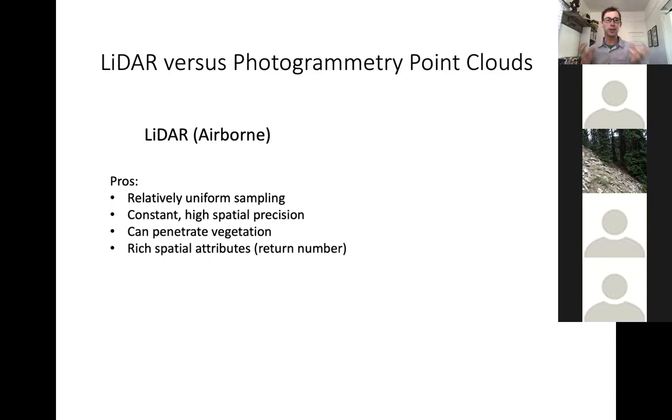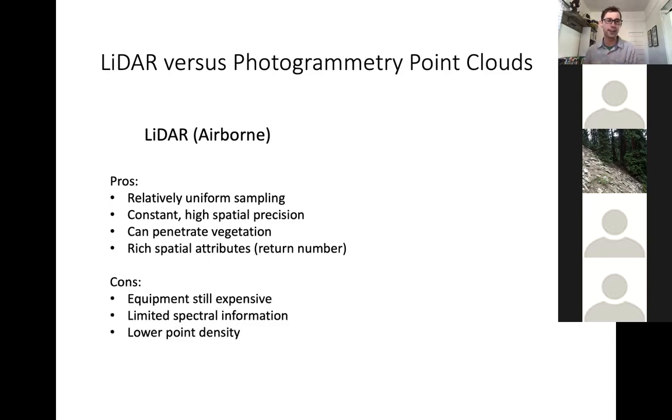And then you also get these rich spatial attributes. I was talking earlier about the return number. So we can differentiate between the returns that were the first to come back to the sensor from a given laser pulse versus the returns that came back later. And that's going to be really important for classifying point cloud data.